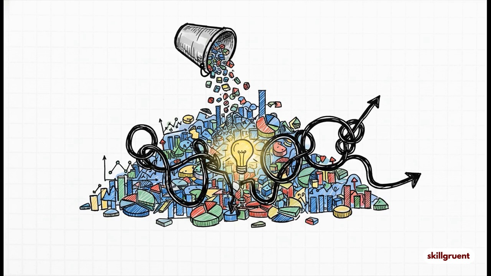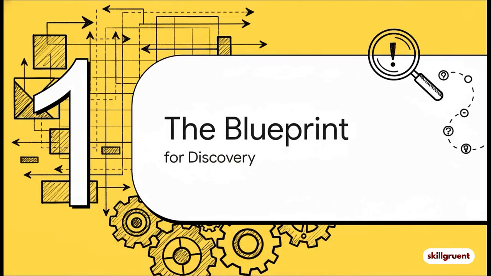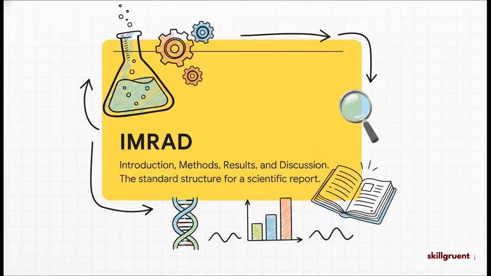Seriously, the most groundbreaking findings can get completely lost if the story isn't told the right way. But here's the good news. There's a standard formula for this, a kind of blueprint that pretty much all researchers use to avoid this exact problem. It's a structure that's specifically designed to guide you, the reader, step by step from the very first question all the way to the final answer. And that secret formula? It's called IMRAD. It stands for Introduction, Methods, Results, and Discussion.